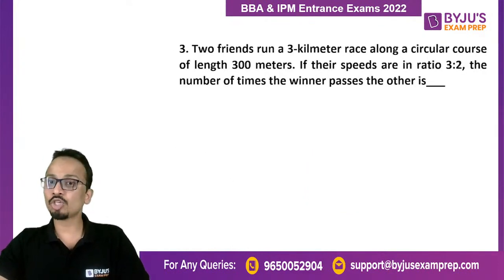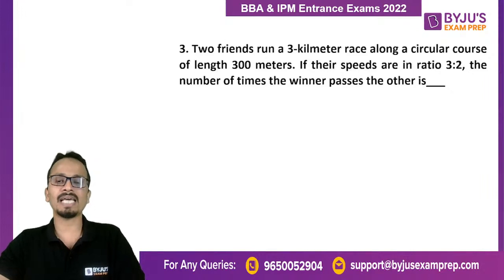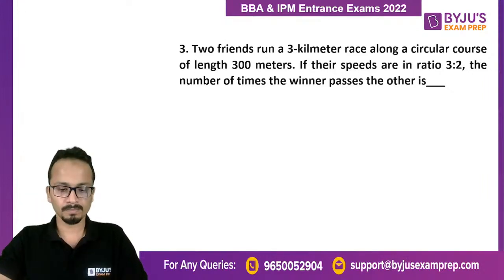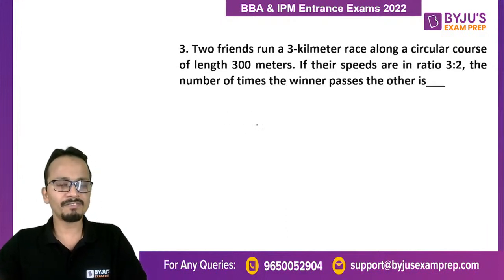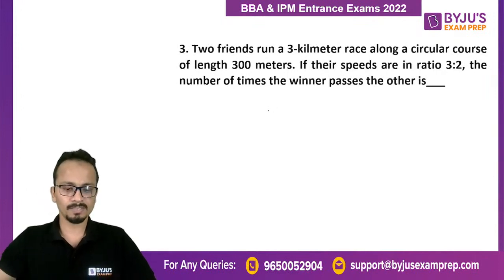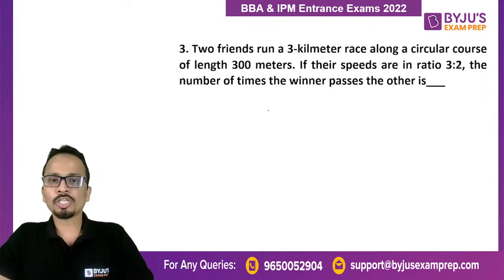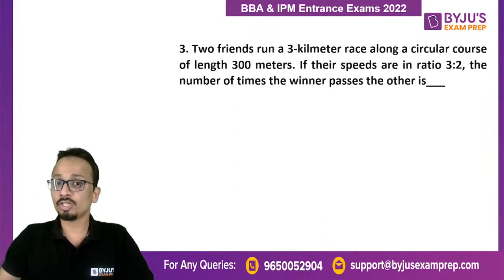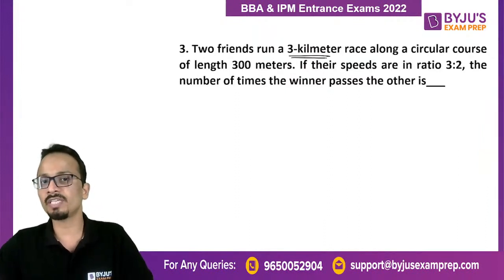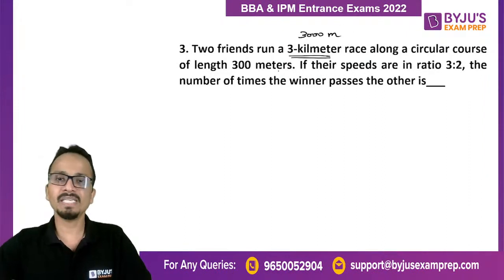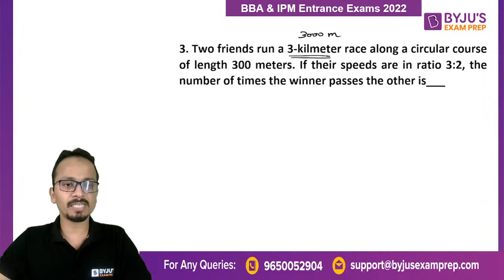A concept of circular races in time, speed, distance. Now, not a very difficult question if you understand the concept of circular races. So the question is, two friends run a 3-kilometer race. So the race is a total of 3 kilometers, that means 3000 meters.